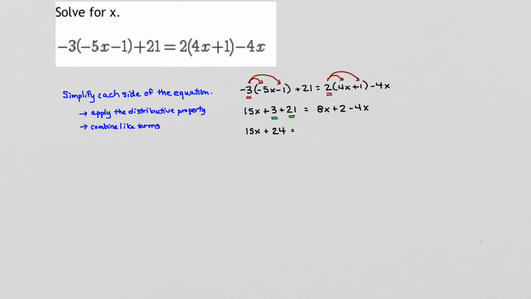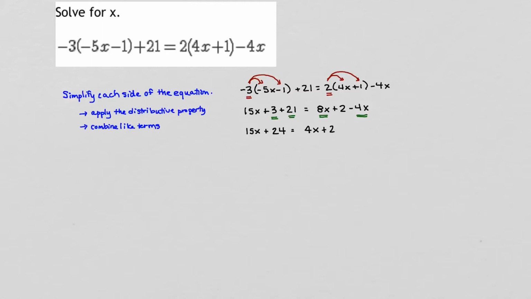Now that the distributive property is complete, I combine like terms. Notice this time my like terms are the variable terms, 8x and minus 4x. Putting those two together, 8x minus 4x gives us 4x plus 2. All right, so we've finished that first step, which is simplifying each side of the equation. We apply the distributive property, and then we combine like terms.